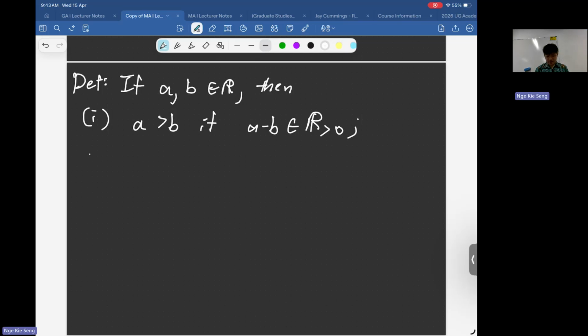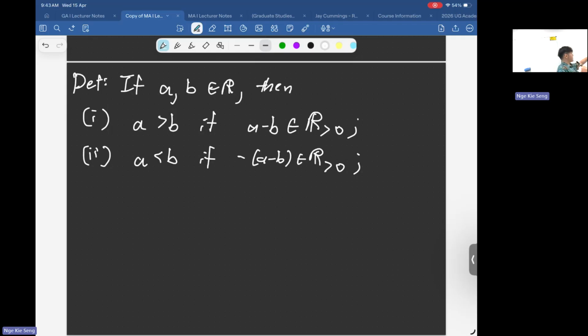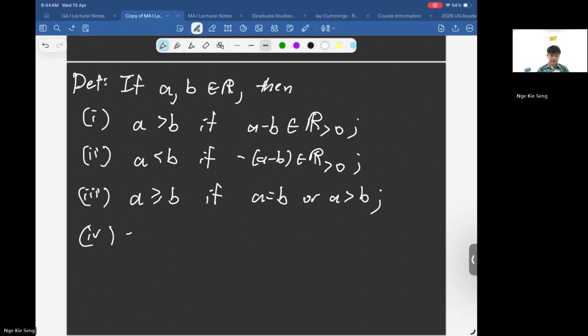Let me write this down first and then I'll draw you a picture. I will define that A is less than B if the negative of A minus B is living in the positive numbers. When I write this down, try to imagine using your previous experience. Does it make sense? If A is greater than B, their difference has to be positive. Although we can abstract it, try to think using your own way first. It should match up with your previous experience.